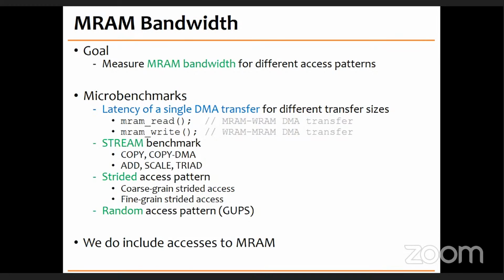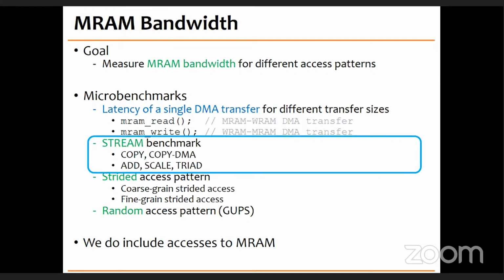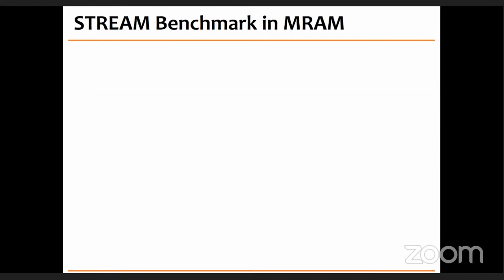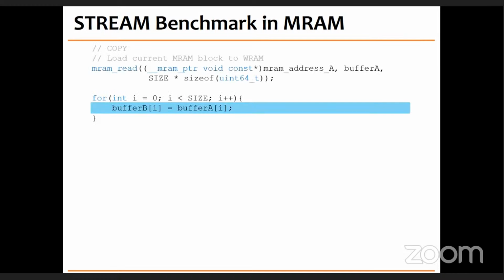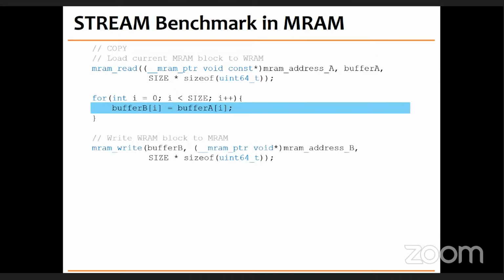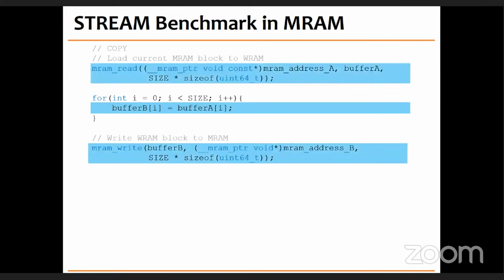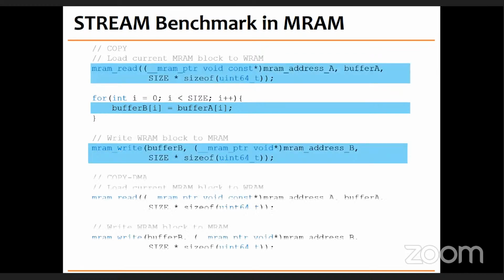Okay, so as I said several minutes ago, we were talking about how to measure bandwidth and latency of MRAM. And we have already seen how we measure the latency and even the fact that we can come up with a linear model for MRAM. And now we are going to measure the bandwidth. In this case, we use the stream benchmark. It's exactly the same code that we have used for WRAM, but in this case, we include the transfers to MRAM, right? Or from MRAM. So this MRAM read and MRAM write.